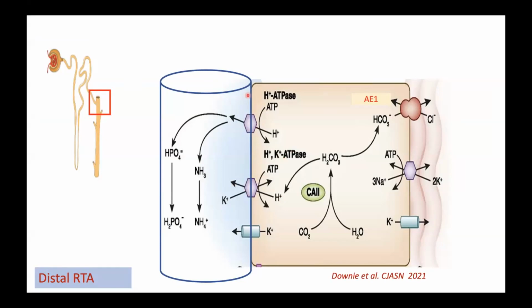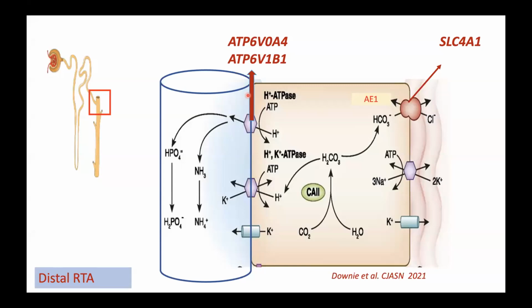Mutations are found only in the hydrogen ATPase pump, that is ATP6V0A4 and ATP6V1B1, which may also be associated with sensorineural hearing loss. And there is another protein in the basolateral membrane, the bicarbonate chloride ion exchanger protein, and loss of function of this can occur by SLC4A1 mutation. And this mutation can also be associated with some blood abnormalities like elliptocytosis and hereditary spherocytosis.